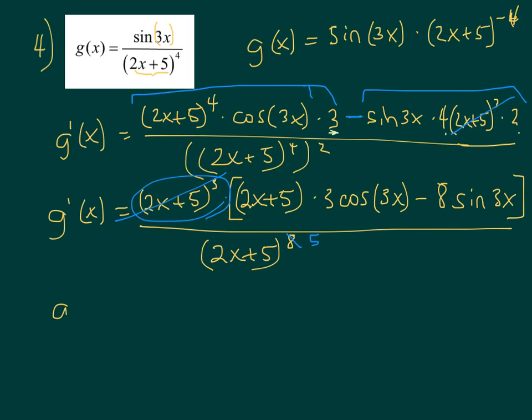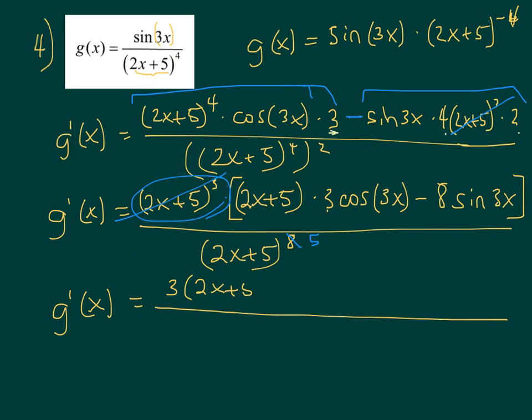All right, so my final answer here is g prime of x is equal to. All right, so what's remaining in that bracket, I'm going to pull the coefficient out in front, the constant, so 3 parentheses 2x plus 5 times cosine of 3x minus 8 times the sine of 3x, all over 2x plus 5 now raised to the fifth. Okay, so that's our final answer using the quotient rule. Like I said, obviously we would just choose one or the other, quotient or product rule, but I would like to try it using the product rule just so that you can see it both ways.